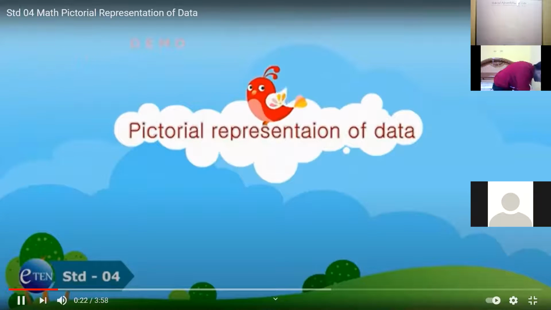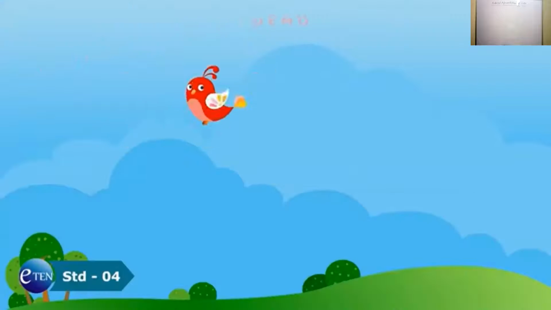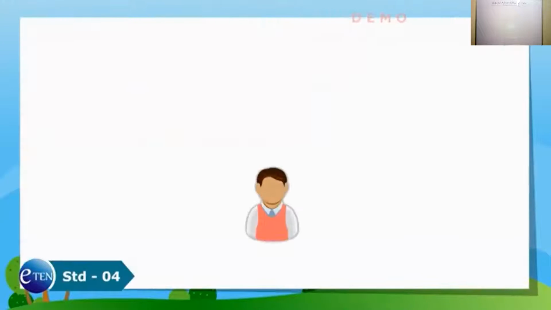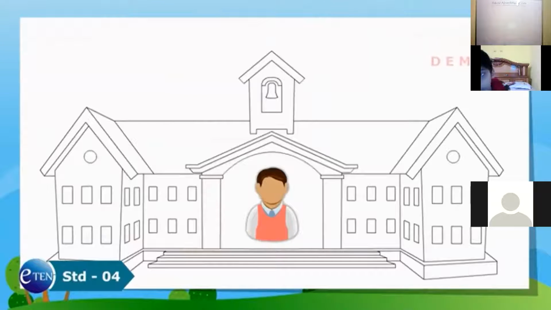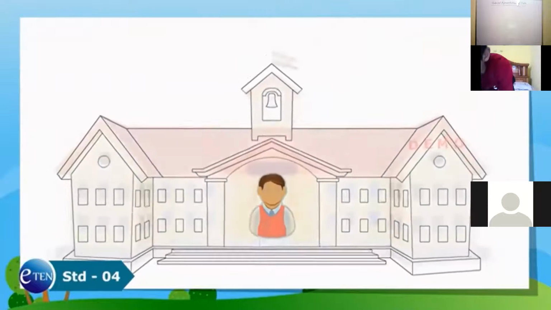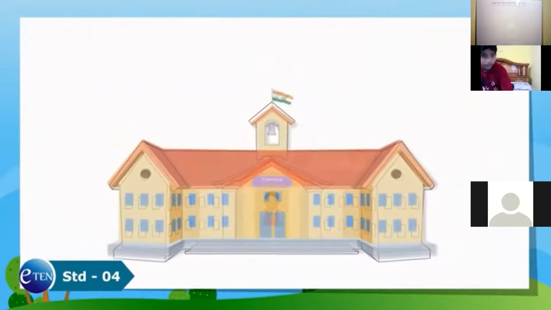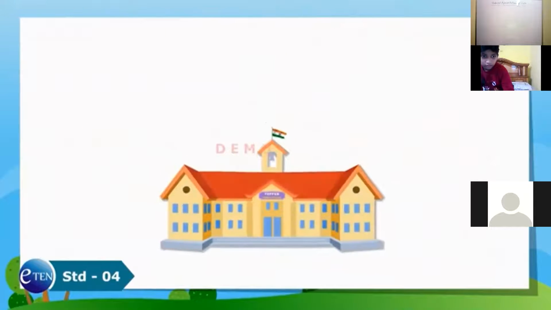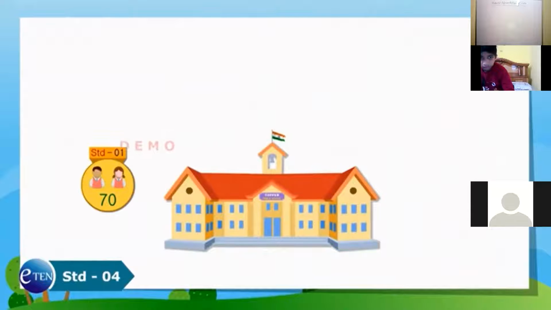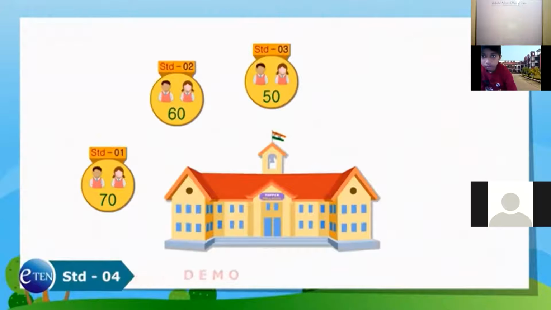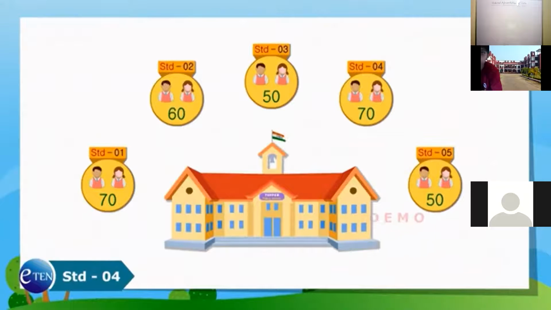Pictorial representation of data. Here is the school. The principal wants to know how many children there are in each class. Let's see. Standard 1 has 70 children. Standard 2 has 60. Standard 3 has 50 children. Standard 4 has 70. And Standard 5 has 50 children.